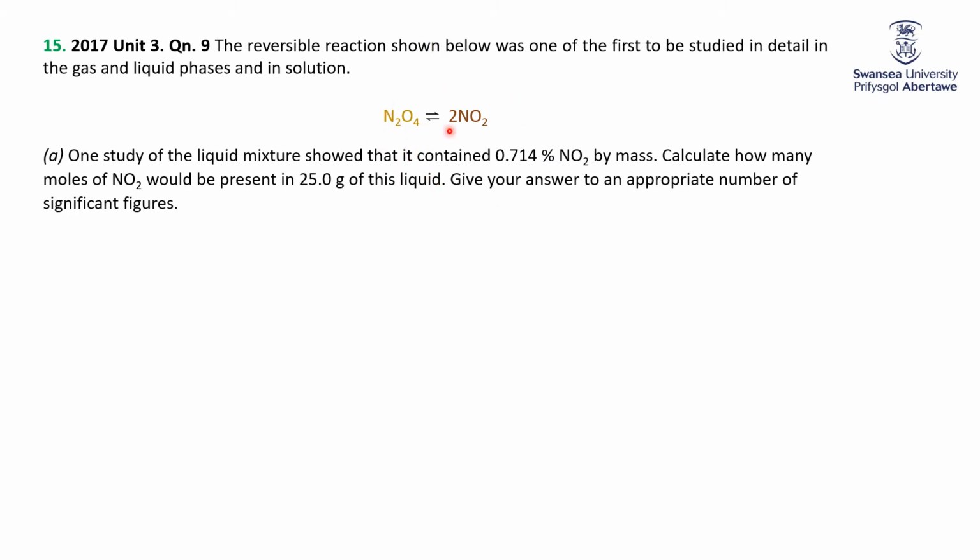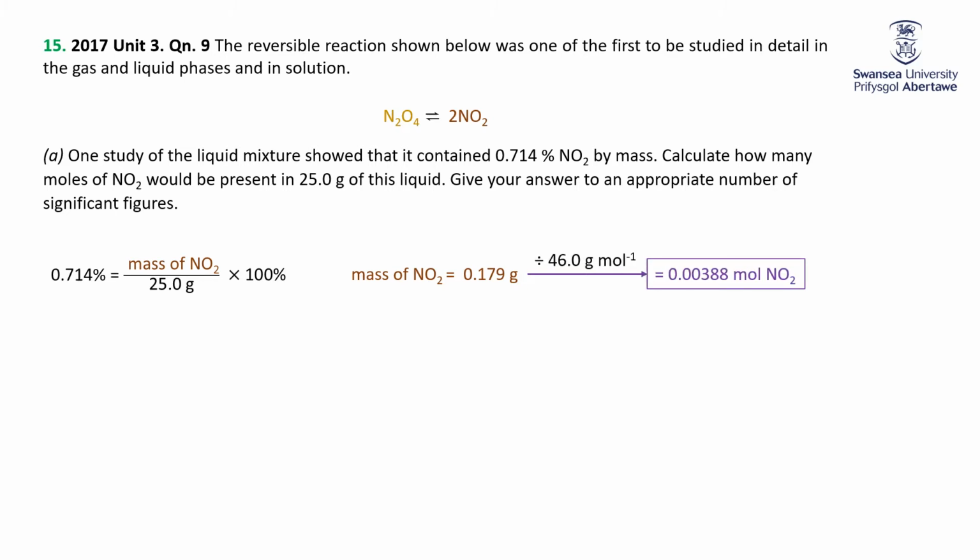Reversible reaction we've already seen once before, firstly studied in detail in gas and liquid phases and in solution. One study of the liquid mixture contained 0.714% NO2 by mass, calculate how many moles, and so on. Now I'm doing this one just because it leads into a later question. So anyway, we're told 0.714% NO2 by mass in 25 grams. So that's the mass of NO2 over 25, the total, times 100, equals 0.714. So plug all that in and that gives us the mass of NO2, 0.179 grams. We wanted moles, so we divide it by the molar mass to get 0.00388 moles of NO2.